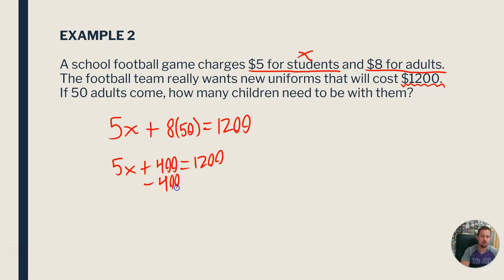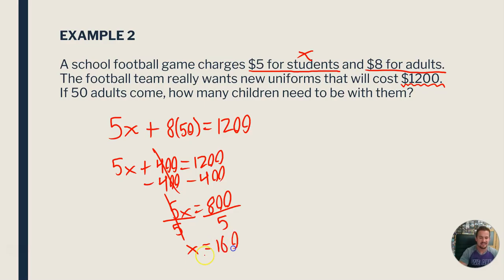I'm going to subtract 400 on both sides. It's going to give me 5x = 800. Then when I divide by 5 on both sides, 800 divided by 5, let's double check that here, is going to be 160.